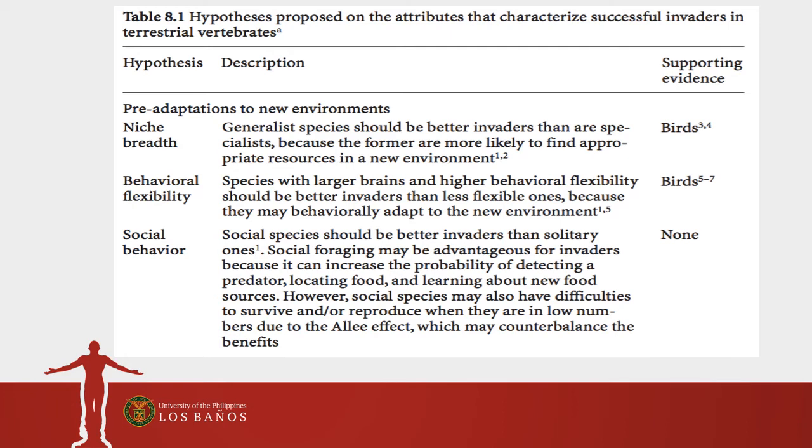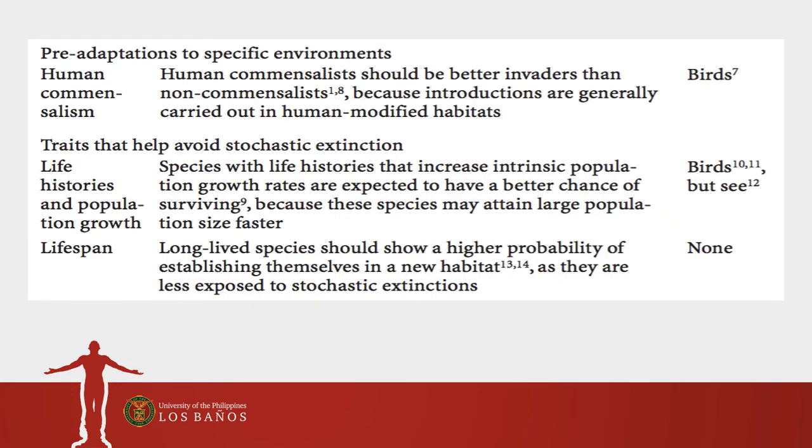Social foraging may be advantageous for invaders because it can increase the probability of detecting a predator, locating food, and learning about new food sources. However, social species may also have difficulties to survive and/or reproduce when they are in low numbers due to the Allee effect, which may counterbalance the benefits. Another pre-adaptation to specific environments is human commensalism. Human commensalists should be better invaders than non-commensalists because introductions are generally carried out in human modified habitats.